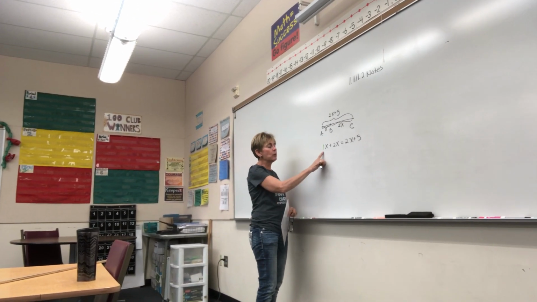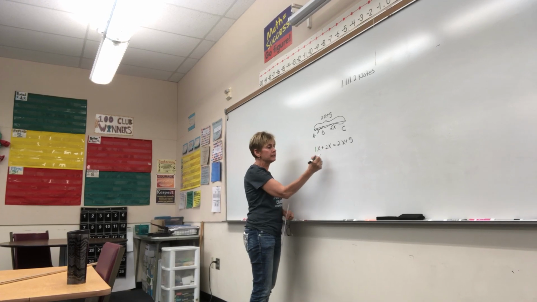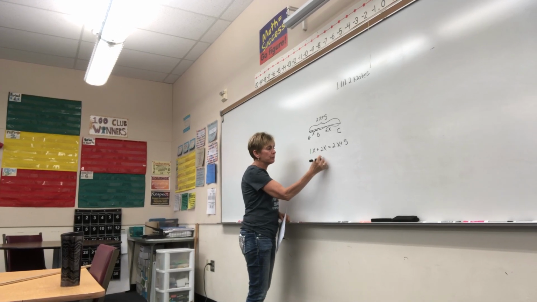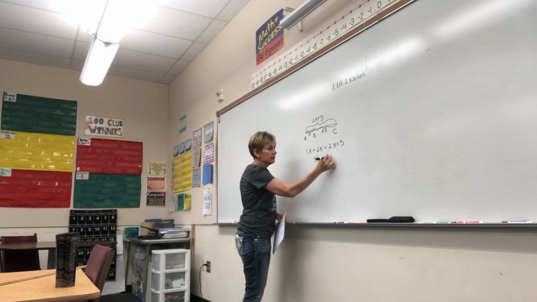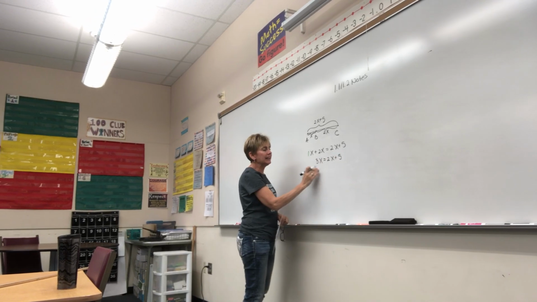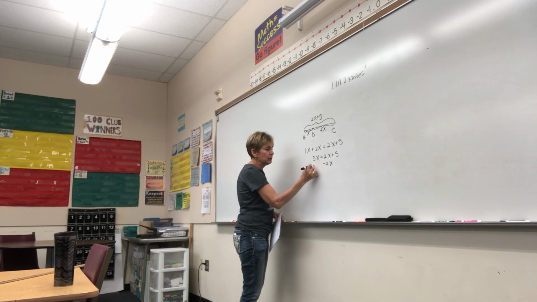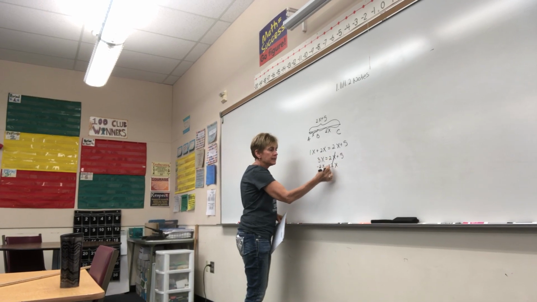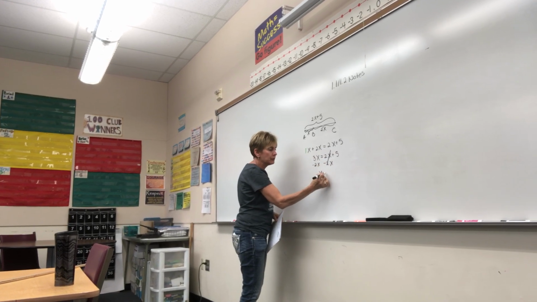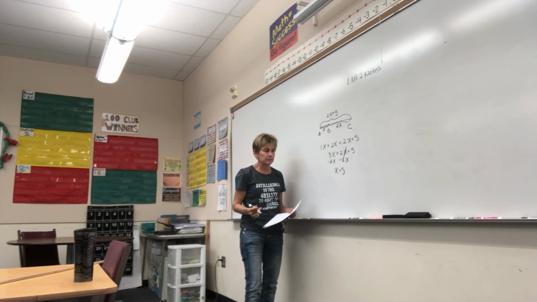So if I have 1X and I add 2 more X, that makes a total of 3X. Now I want to get X on its own here, so I'm going to subtract 2X from both sides. This cancels out, and I'm left with X equals 5.